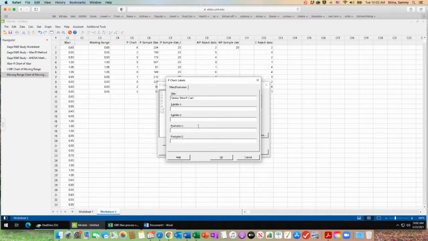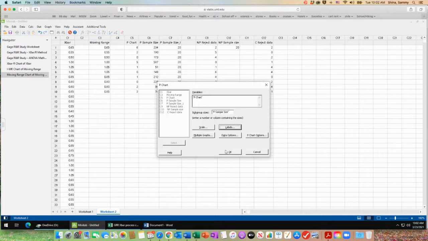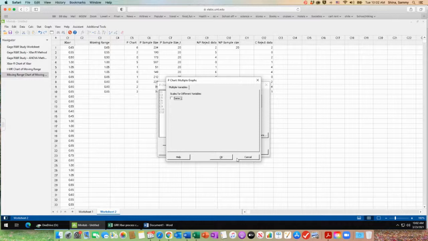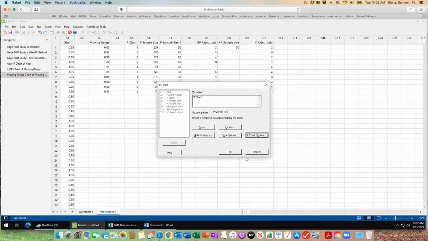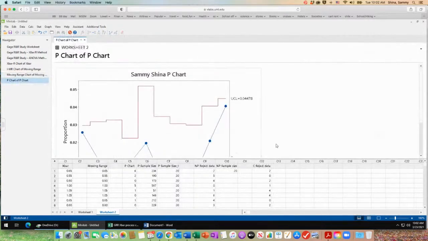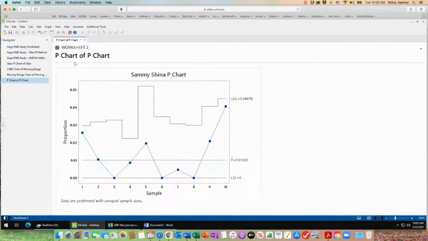I guess charts would be C capitalized. I think I did that right. Yep. Okay. Multiple graphs, same. Data options, same. And P chart options, we don't want to have our own proportion. We're going to use the one from the data, and we run it. There's our P chart. Let's look at the view of output only.